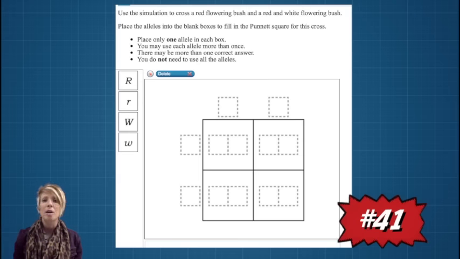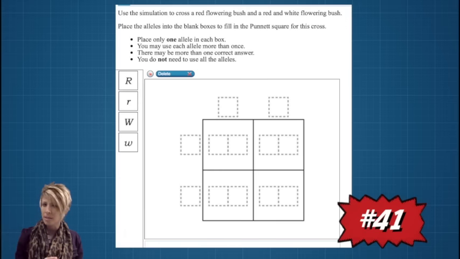Here are the key points here. Place only one allele in each box. You may use each allele more than once. There may be more than one correct answer, and you do not need to use all of the alleles. So we've got a big R, a big W, and a little W. But remember, we talked about that these red and white flowers are showing co-dominance. So think about what that means. Do I need the recessive alleles or not? Do the cross, and then when you're ready, go ahead and click play.